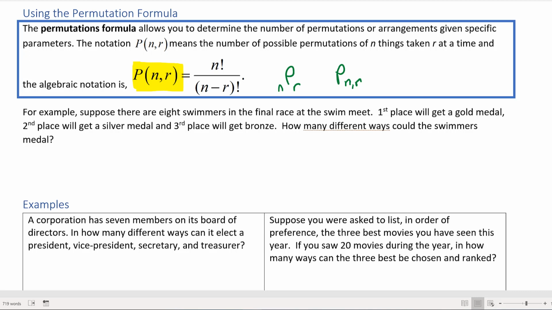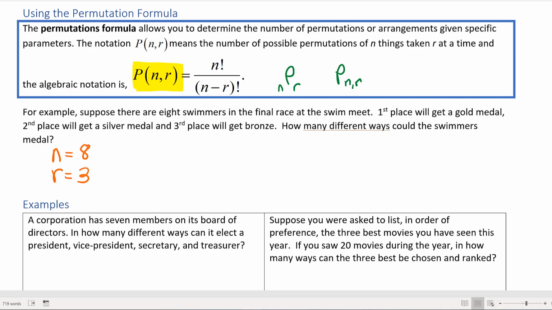So we could use the multiplication principle on this one, but we're trying to use our formula. So n and r. n is the total number of things that we can choose from. How many swimmers can we choose from? Well, 8. And how many places are going to get a medal? Well, 3. Does order matter? Yeah, order matters quite a bit.